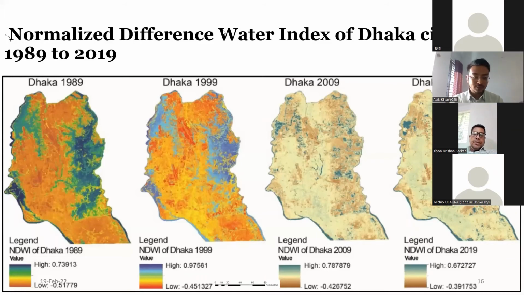Thank you. So in 2019, we can see that the wetlands and the other water bodies have reduced, and the greenery has also reduced. Only the built-up areas are showing up in 2019. Basically, the massive change was between 1999 and 2009.